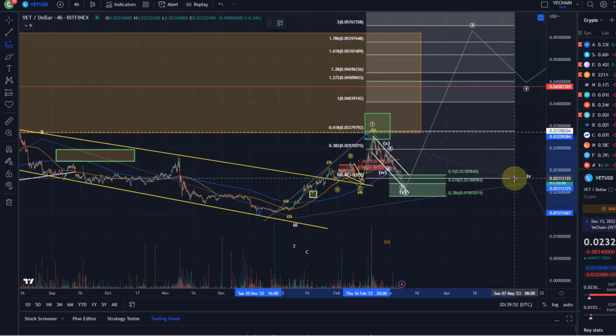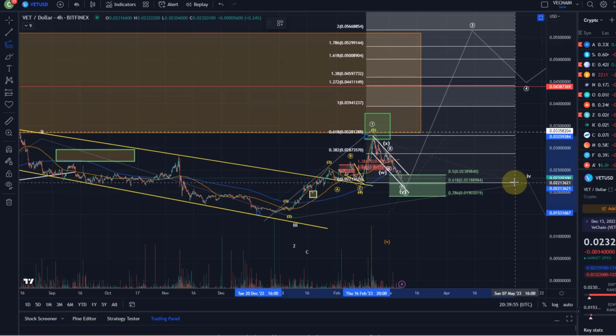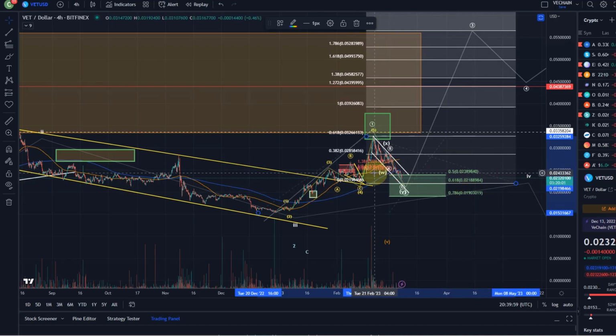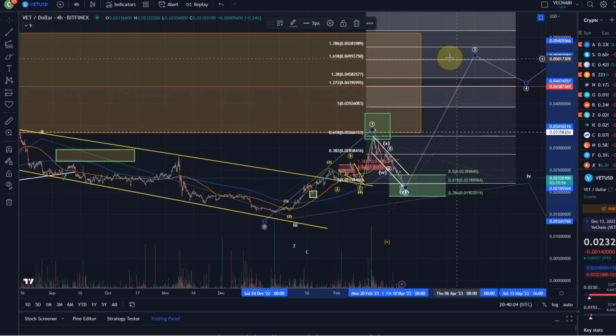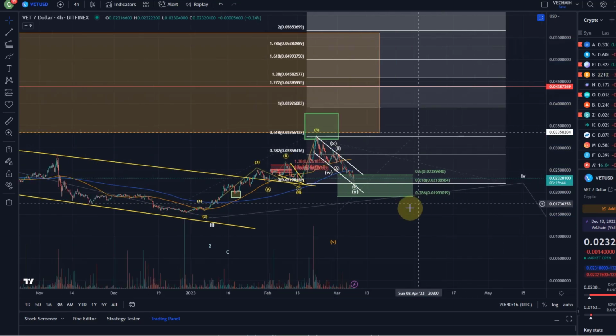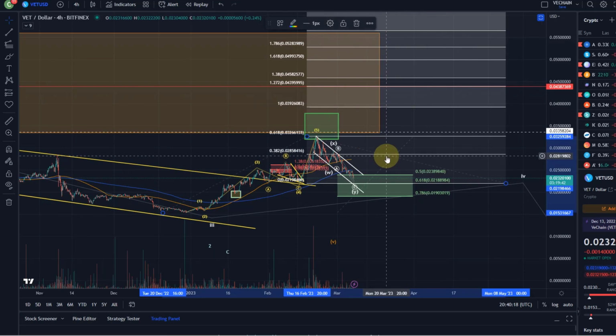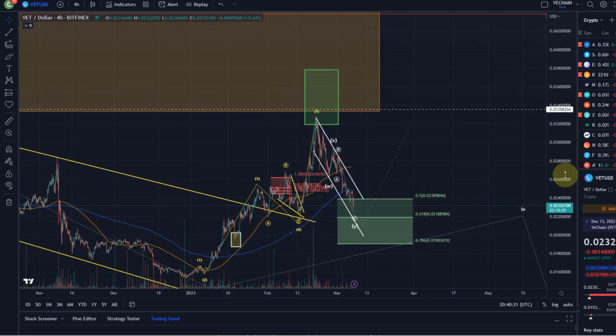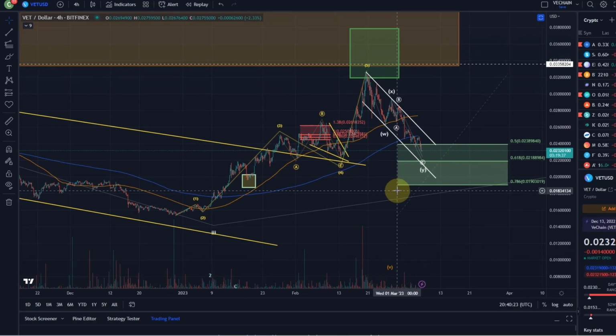So for now, looking at this pullback, depending on how low we go, let's say we come down to the 61.8 retracement, then the target for the third wave would be here the 1.618 extension. We talk about 4.99 cents. So at least, but only really if we hold the 1.9 cent level. Always need to add that as well to this scenario. And that's where we are currently here with VeChain.